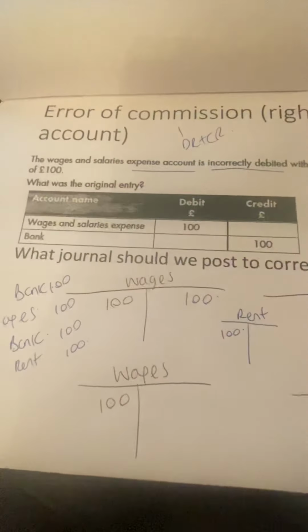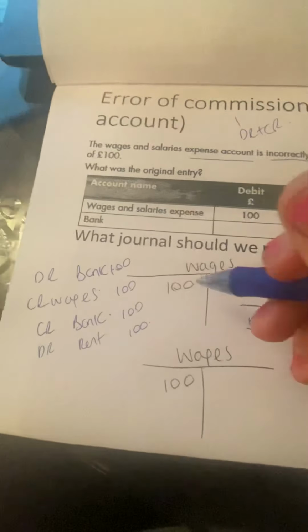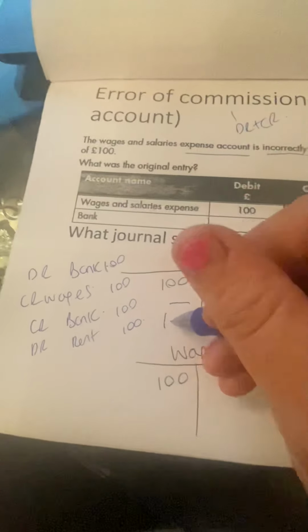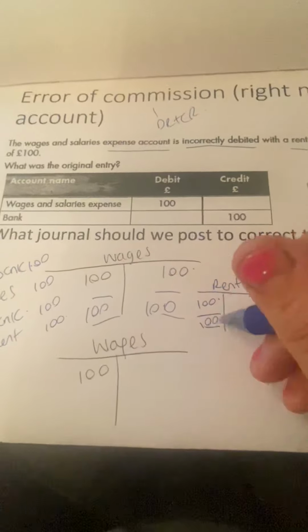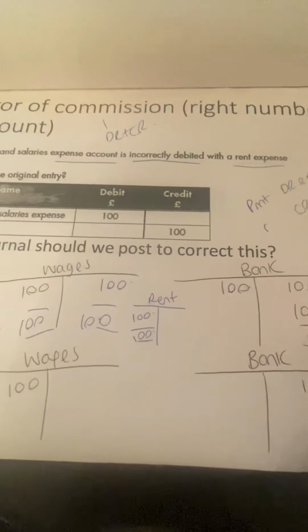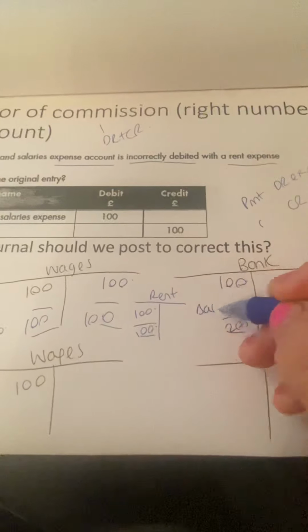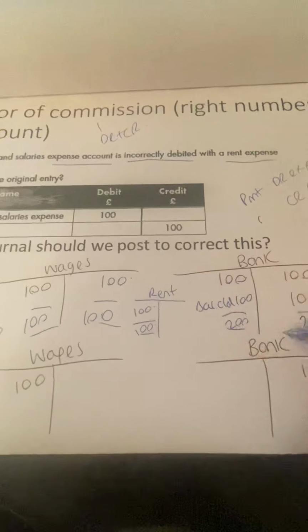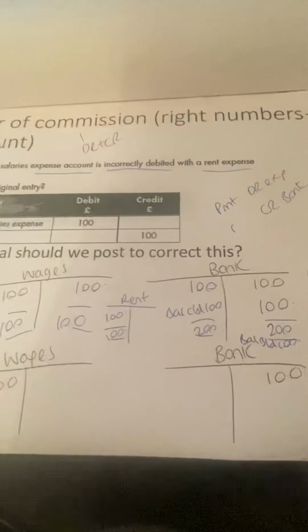And if we were to look at that now, wages overall is 0 because there's 100 on both sides. Okay, rent is 100 on the debit side, and the bank overall would have a balance brought down of 100 on the credit side.